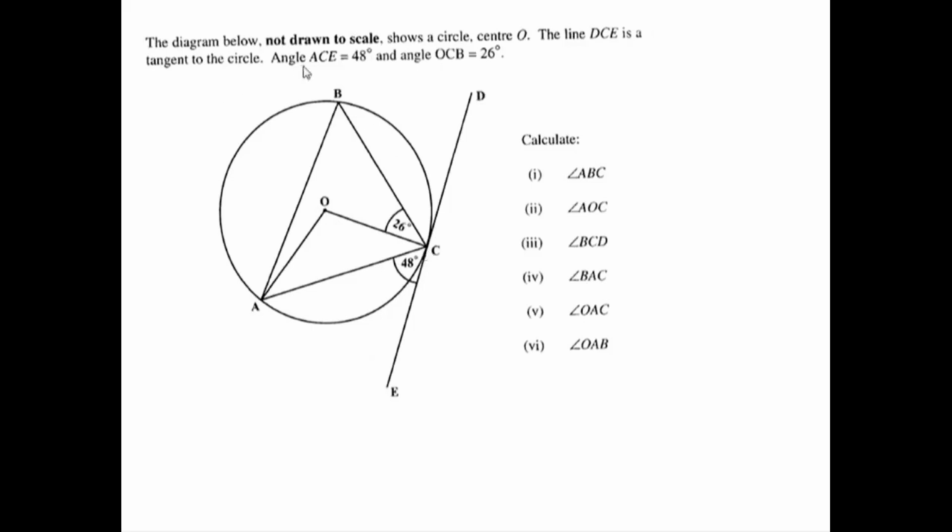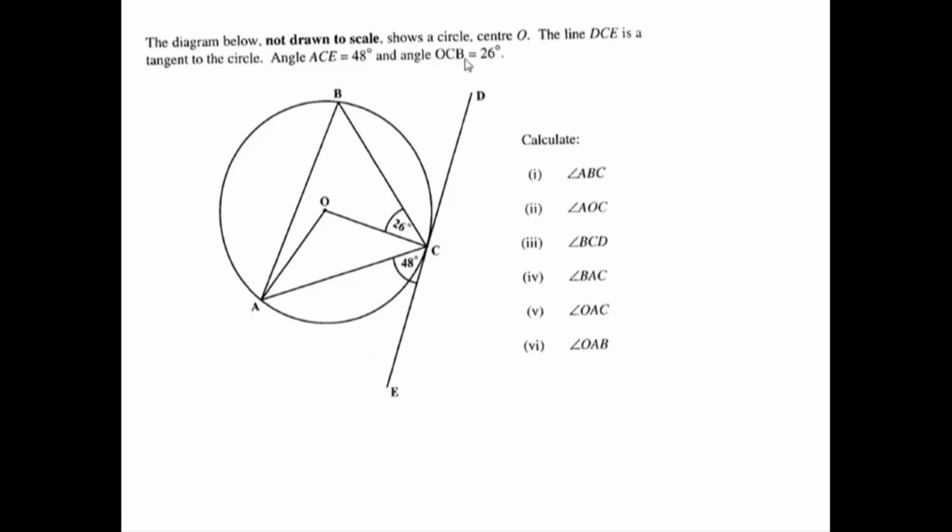Point of tangency. Angle ACE is 48 degrees. Angle from point A to C to point E is 48 degrees. So we have a turn there. Looking from point A, going on to C, and we're turning at C to E, and that angle here is 48 degrees. The angle there is between a tangent and a chord.